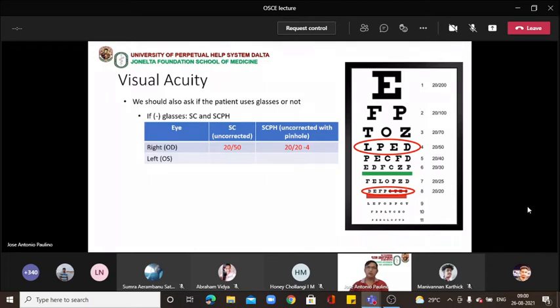Clarification again, we do not get the score of 20 over 25 plus 4. Rather, it should be 20 over 20 minus 4.